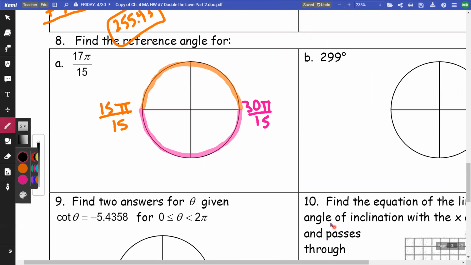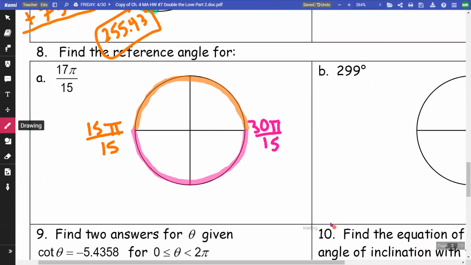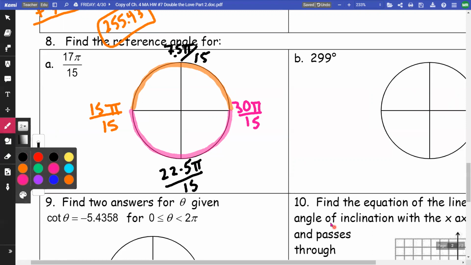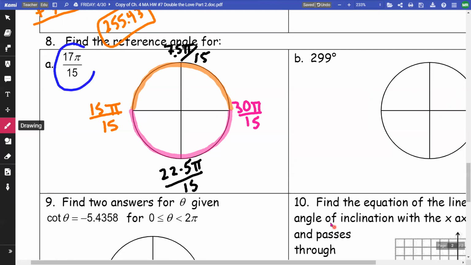Well, half of 15 is 7.5. So this would be 7.5 pi 15ths. Down here, I'm also going to be going 7.5 beyond 15. So 7.5 beyond 15 is going to be 22.5 pi 15ths. I'm just adding 7.5 on. So what's that tell me? That tells me that this 17 pi 15ths is in quadrant 3.